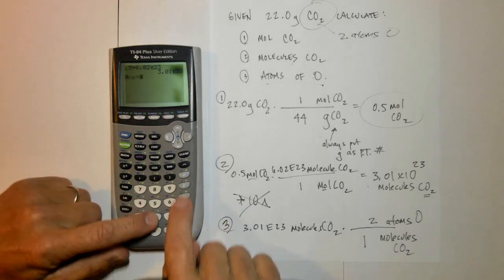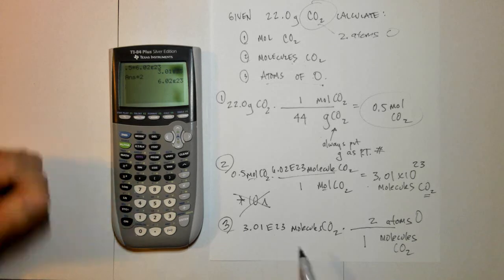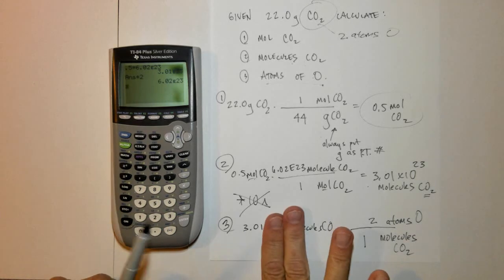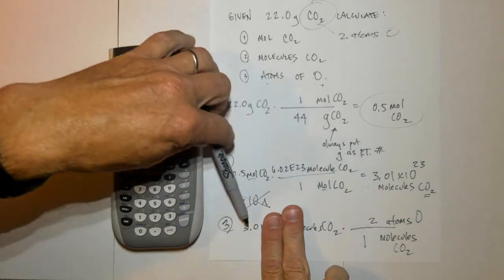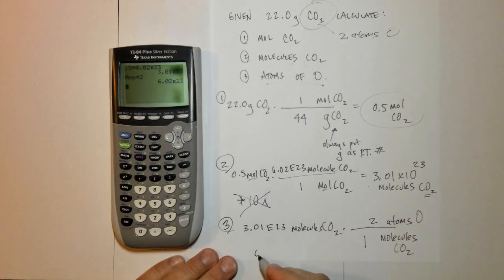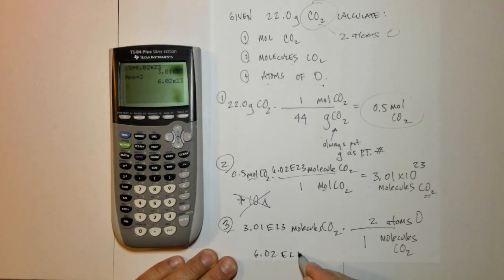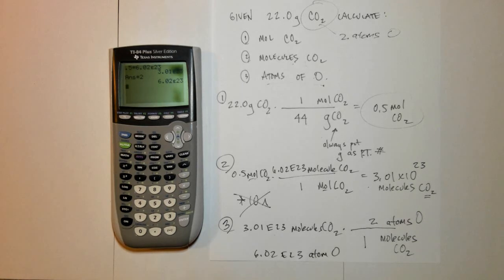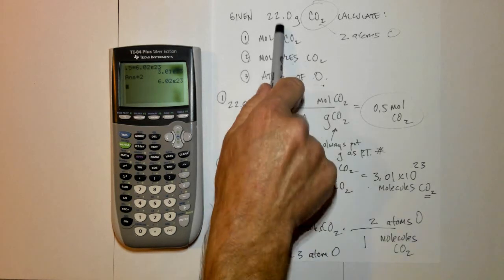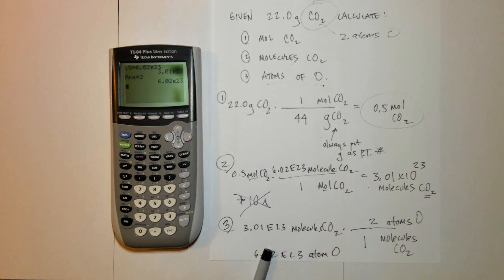You can go ahead and type that in your calculator if you want. Otherwise, just know that you ignore the times 10 to the 23 part and do 2 times this number, and you end up with, oh, look at that, 6.02 times 10 to the 23rd atoms of oxygen inside that sample of 22 grams of CO2. Turns out to be 1 mole of oxygen atoms.